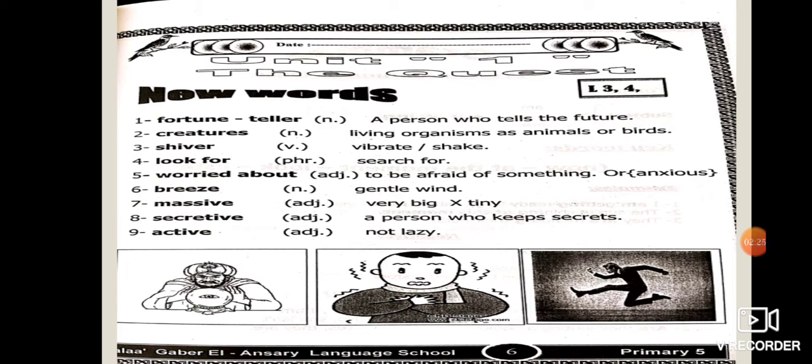Creatures. Creatures means living organisms such as animals or birds. Number 3, shiver. It's a verb which means vibrate or shake.